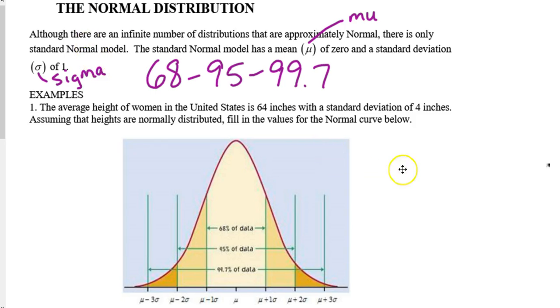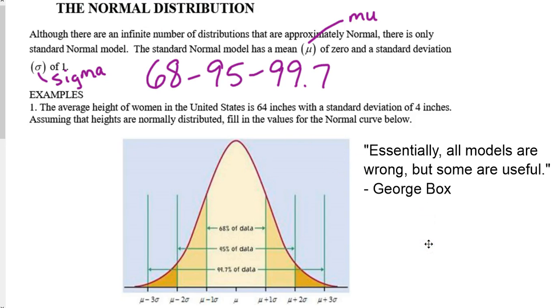I want to start with this little quote. Love this quote. Essentially, all models are wrong, but some are useful. And that was George Box. He was a British statistician that died in 2013. So the idea here is this is flawed. It's not perfect. Any model that we use is going to be imperfect, but it's going to allow us maybe to make some predictions if the data is bell-shaped and symmetrical and unimodal. It just has one peak here.